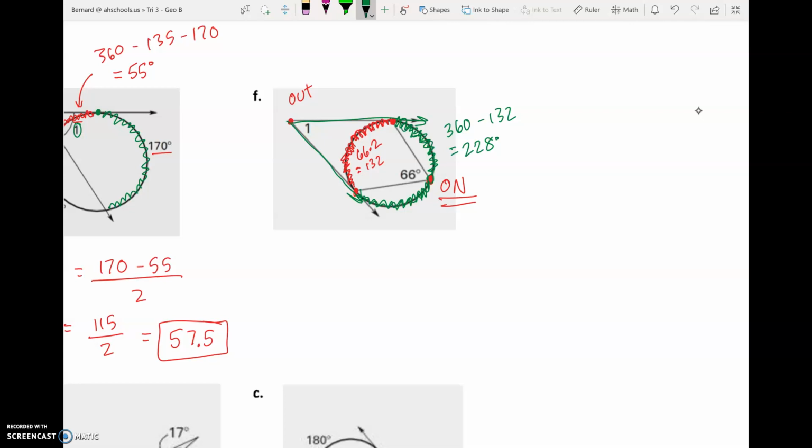And now we've got the outside green arc, and we've got the inside red arc. And so our angle 1 is just going to be 228 minus 132 divided by 2. And when we do that calculation, we should get 96 divided by 2, which tells us this is a 48-degree angle.